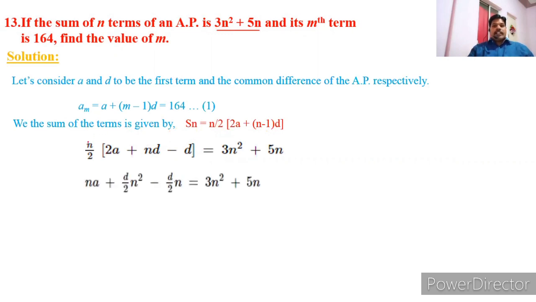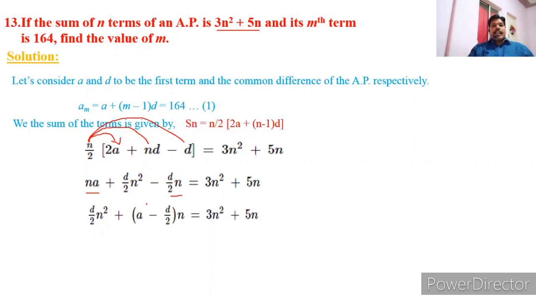So multiply that in the next step, take the term inside, what you will get that one here, n by 2 into 2a, it will become na, and you can take n by 2 into nd. So what happens, that is that d by 2 into n square, and you can take that n by 2 into d, that value it will become minus d by 2 into n. So that is equal to 3n square plus 5n. So after then I will take that one here. This is the na and this is the minus d by 2 into n. So what I will take that one, d by 2 into n square, and I will take the n common from these two terms.